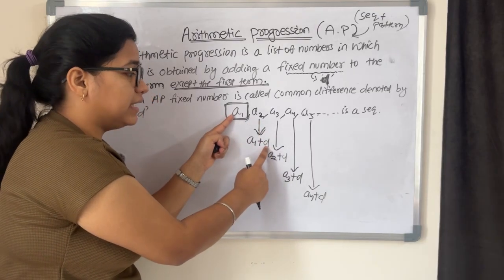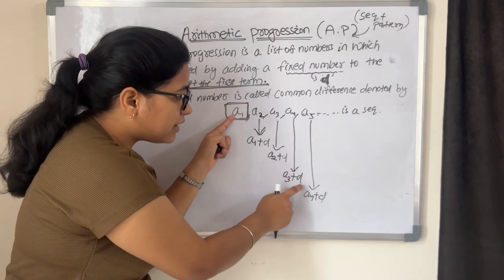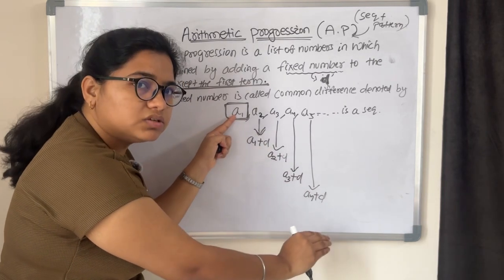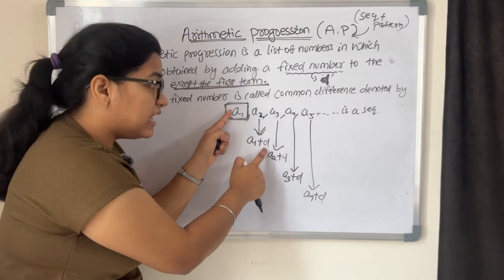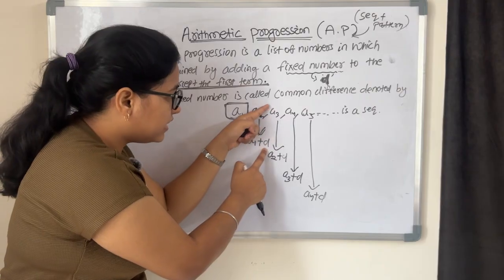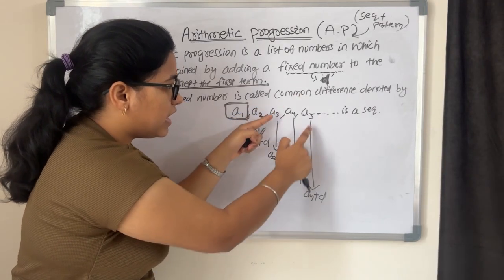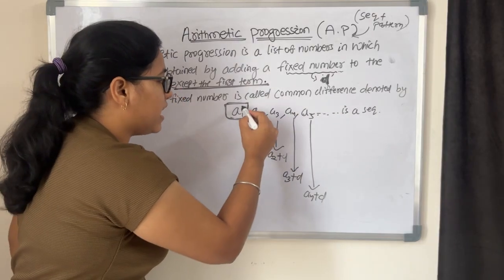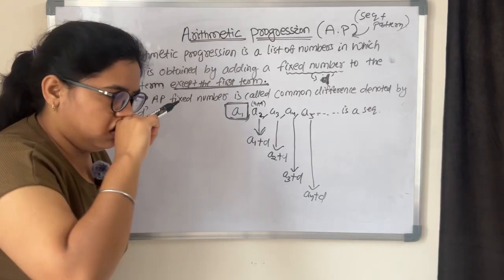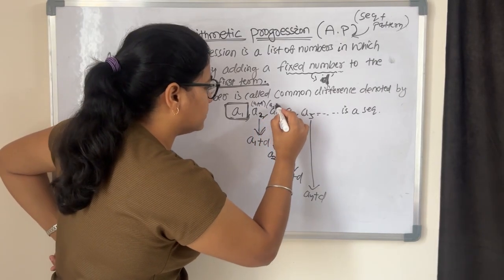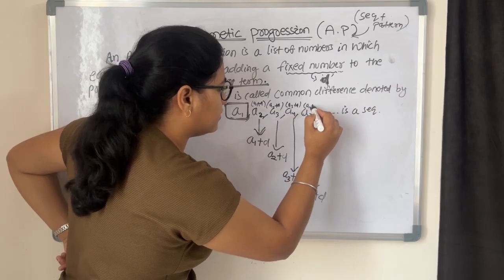So how is A2 obtained? A1 plus D. D can be any number, and this D is the same for all the terms. A2 is A1 plus that common difference D. A3 equals A2 plus D. A4 equals A3 plus D. A5 equals A4 plus D. So A2 is what? A1 plus D. A3 is what? A2 plus D. A4 is what? A3 plus D. A5 is what? A4 plus D.